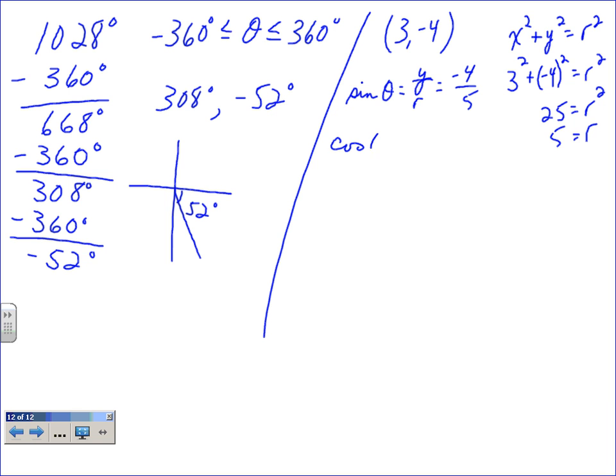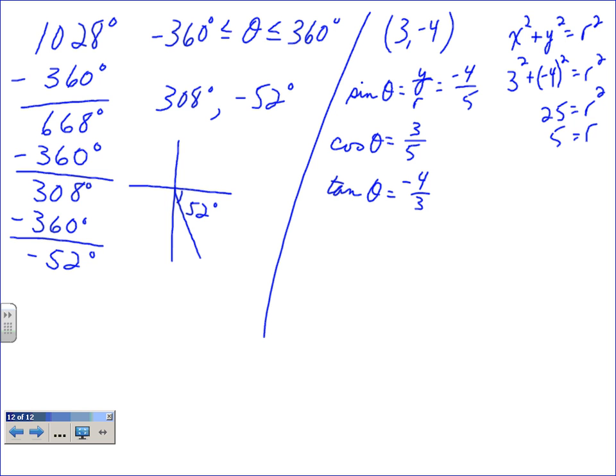Cosine of theta would be 3/5. Tangent of theta would be negative 4/3. The y value over the x value. And then your reciprocal functions. And those are exact values, no decimals. No angles. I'm not looking for angles here. Okay?